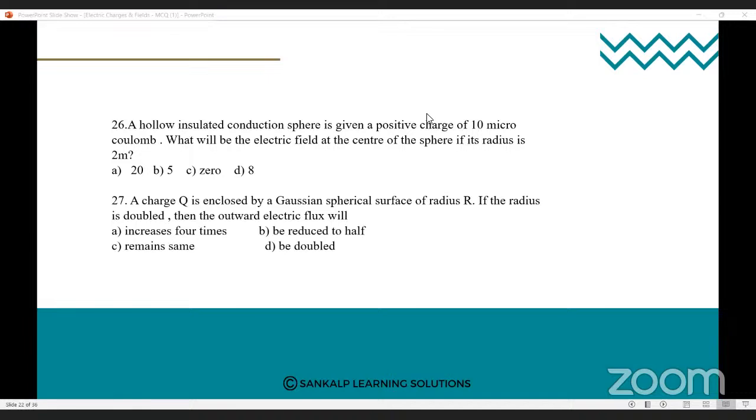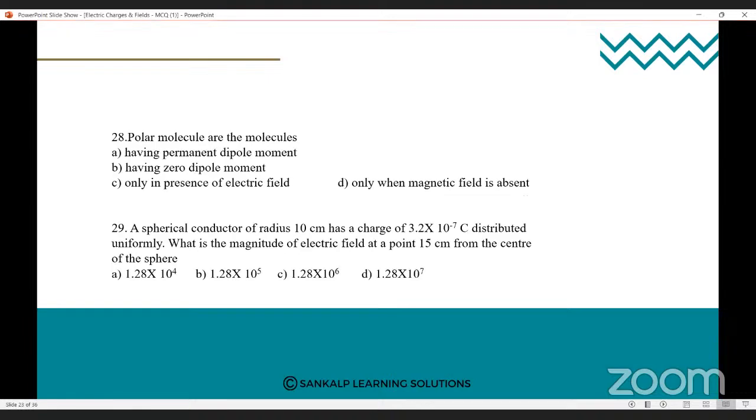Because electric flux depends only on the charge enclosed by the surface. So electric flux depends on the charge. It is not depending on the radius. Okay. So therefore it remains same. Option C is the correct answer. Going for the next question. Another 3 questions we have.